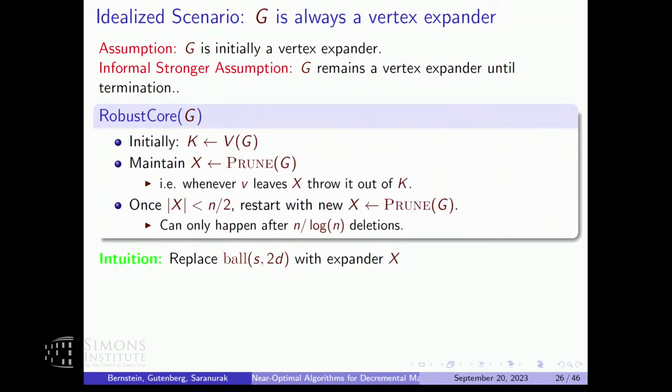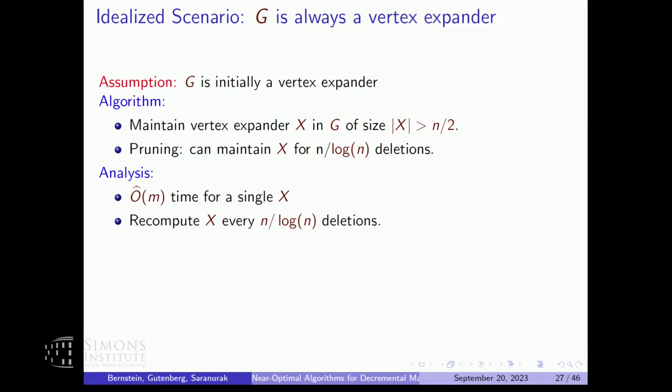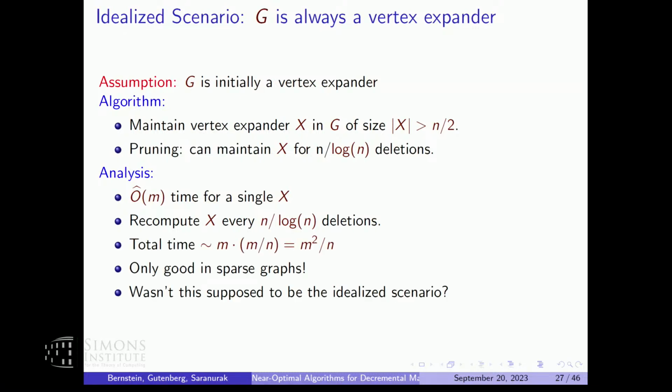Okay, is this actually efficient though? Let's do the analysis. You start with a vertex expander, and the algorithm is you can use pruning to always maintain a large expander X inside of your vertex expander, and this is robust up to n/log n deletions, and then you have to restart. Running the pruning algorithm takes linear time, and you have to recompute every n/log n deletions, and this is not looking great. This is good in a sparse graph, but it's bad in dense graphs. Okay, so this is supposed to be the idealized scenario where G is always a vertex expander, and even this turns out to be kind of annoying.